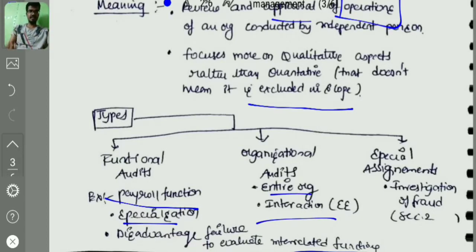Coming to the third type of operational audit, special assignments. What is a special assignment? Investigation of fraud. For example, we can see in our Companies Act 2013, inspection and investigation is there. If the management of the company thinks, or a tribunal thinks, or the central government thinks, they can give particular aspects of that company for investigation, right? That is a kind of special assignment given to the operational auditor. That can be considered as an operational audit, right?